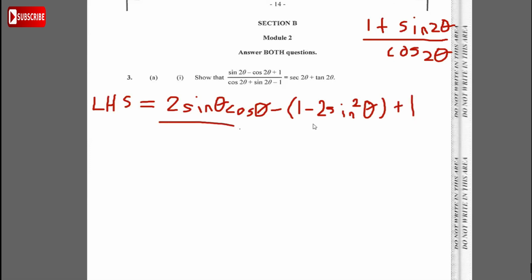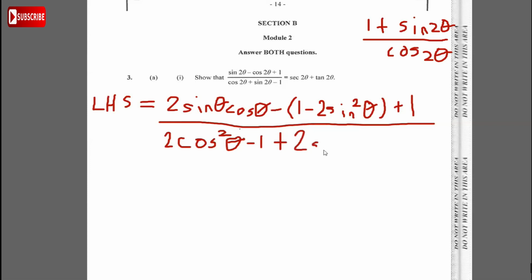So in the denominator now, what I'm going to have is cos 2 theta. Cos 2 theta is 2 cos square theta minus 1. As I said, I'm going to use this identity because I want sine to be dominant in the numerator and cos to be dominant in the denominator. So 2 cos square theta minus 1 plus sine 2 theta is 2 sine theta cos theta. And then I have minus 1 right here.